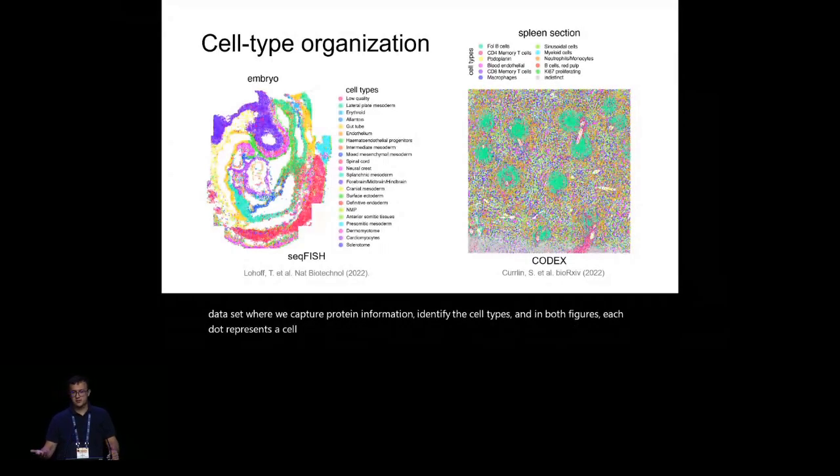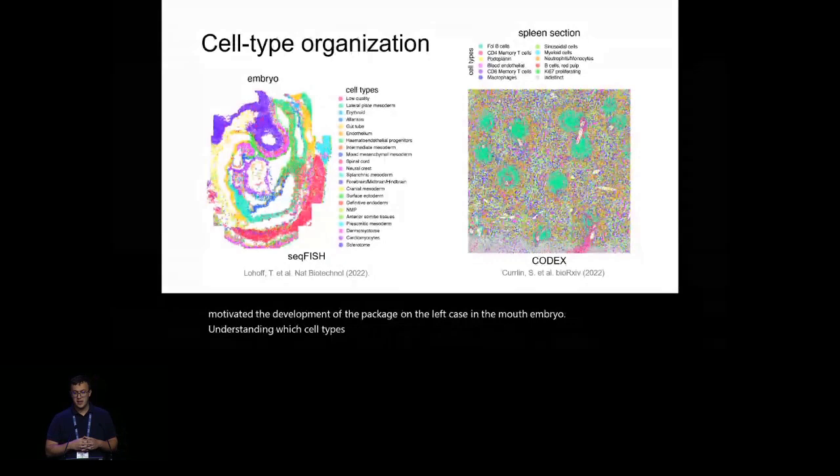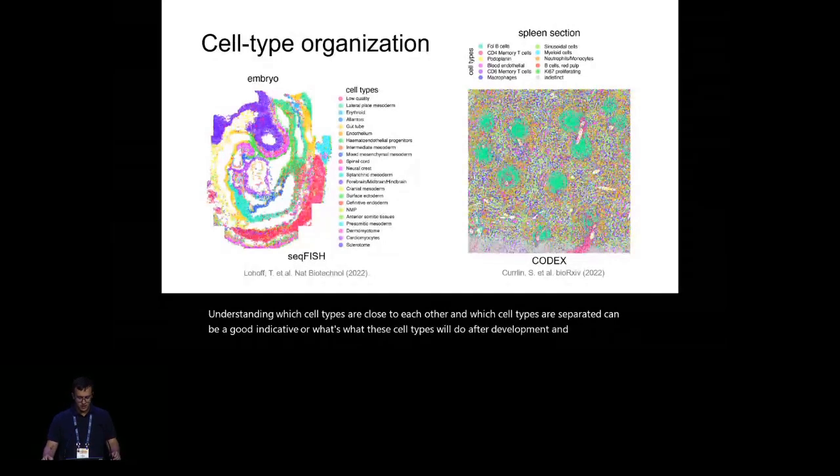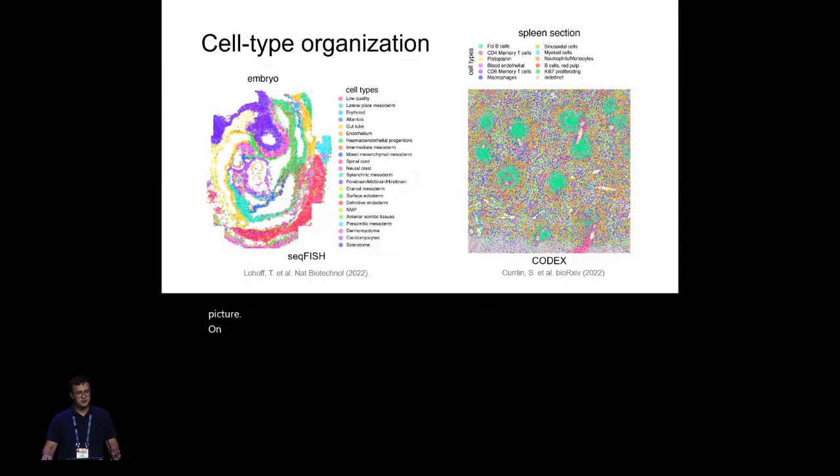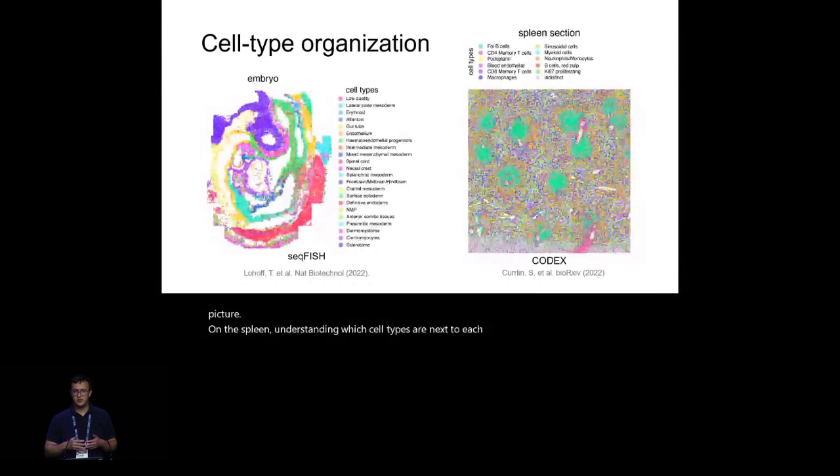As you can see in the picture, the cells are not randomly placed in the tissue, they are organized. Understanding this organization is very important, and this was the reason that motivated the development of the package. In the mouse embryo on the left, understanding which cell types are close to each other and which cell types are separated can be a good indicator of what these cell types will do after development. And in the spleen on the right, understanding which cell types are next to each other might be relevant for understanding the functional tissue regions, or what cell types are involved in the functional tissue regions, of this organ.